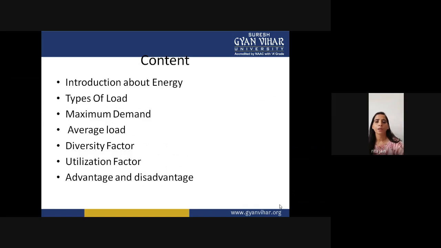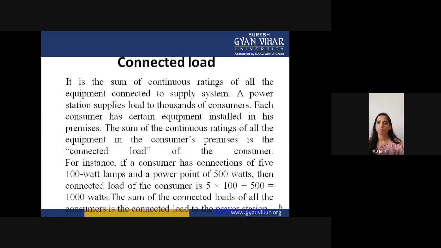There are some factors or definitions which are very important for analysis of your power plant, load curves, and electricity calculations. These are average load, diversity factor, utilization factor, and some other definitions we will discuss in this lecture. And we will also discuss the advantages and disadvantages of these curves.